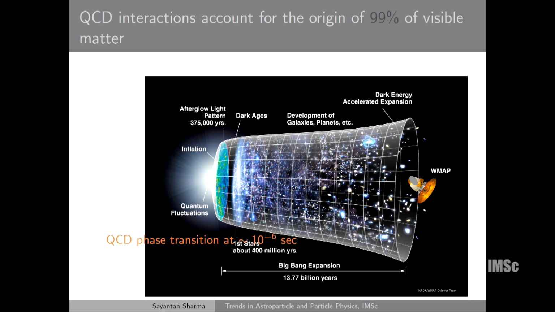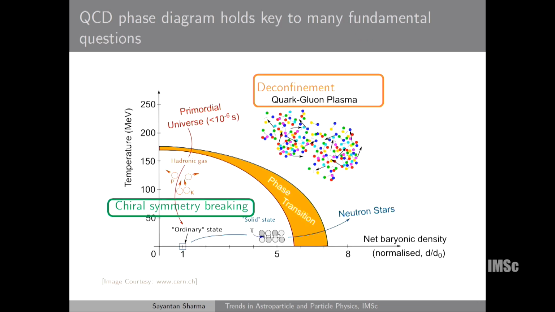So all the substance that is made up of visible matter, hydrogen, helium, all of these owe their existence to the QCD phase transition. So I took a plot from the recent website from CERN about the QCD phase diagram. Here on the y-axis is the temperature and the x-axis is the baryonic density normalized by n0, which is the nuclear saturation density. And the important point I would like to convey here is that most of the phase diagram is unknown. All these yellow bands and everything are unknown.